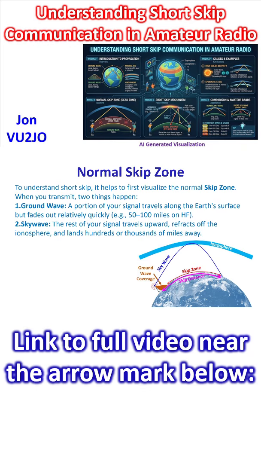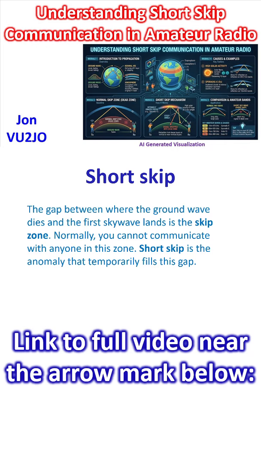Two, sky wave. The rest of your signal travels upwards, refracts off the ionosphere and lands hundreds or thousands of miles away. The gap between where the ground wave dies and the first sky wave lands is the skip zone. Normally, you cannot communicate with anyone in this zone. Short skip is the anomaly that temporarily fills this gap.